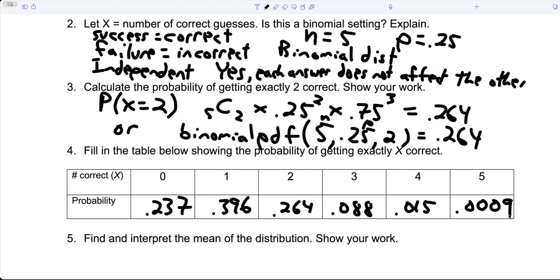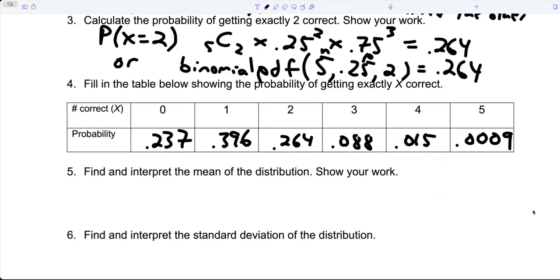Question 5 says find and interpret the mean of the distribution. And so this is why I handed out the formula chart. Look at the formula chart and find the distributions and look at the mean for a binomial distribution. Anybody found it? This only works for a binomial distribution. What's the formula? N times P.